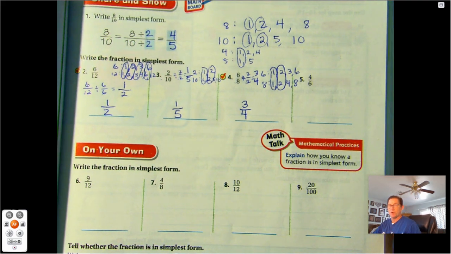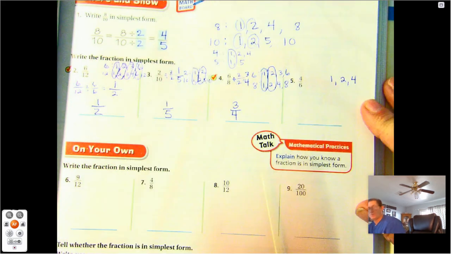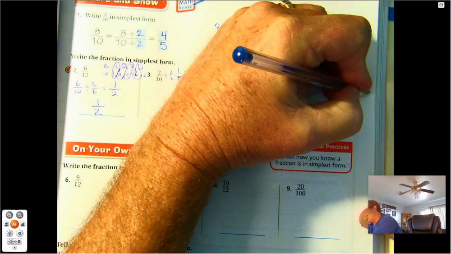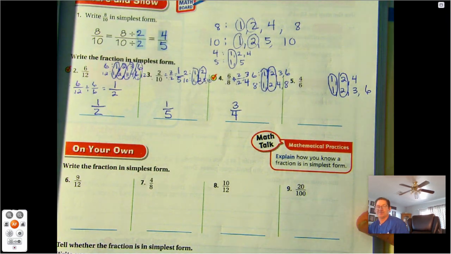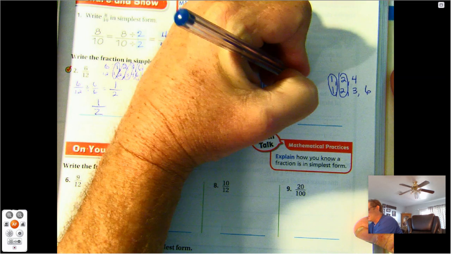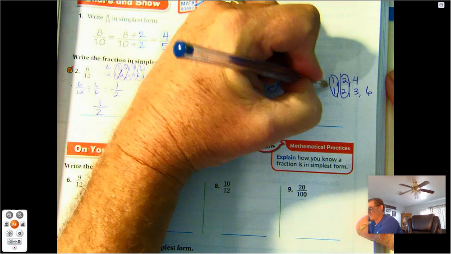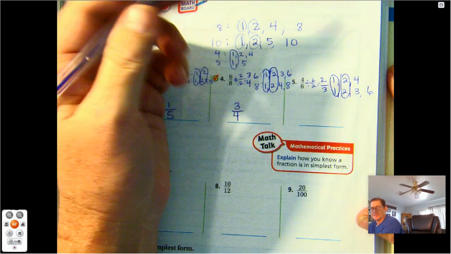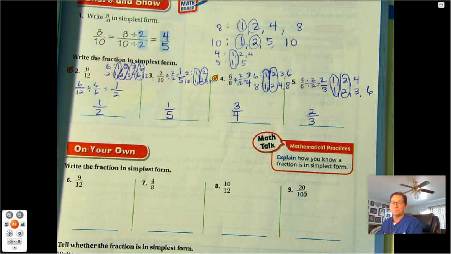4/6. We know the factors of 4 are 1, 2, 4. We know the factors of 6 are 1, 2, 3, 6. 1's in common, 2's in common. So divide by 2. 4 divided by 2 is 2, because 2 times 2 is 4. 6 divided by 2 is 3. 2 times 3 is 6. The only factors of 2 are 1 and 2. 2 is not a factor of 3, so the greatest factor in common to these two is 1, so that's in simplest form.